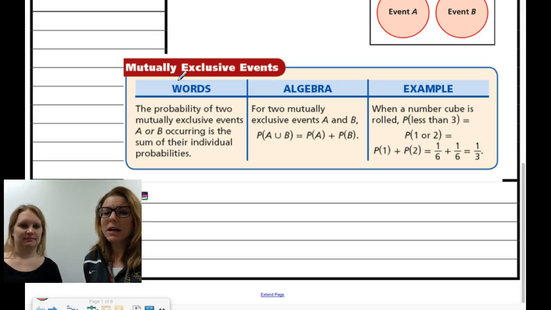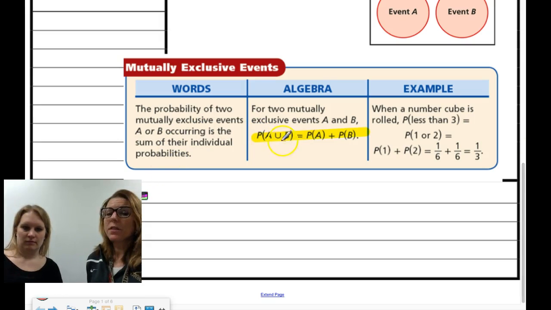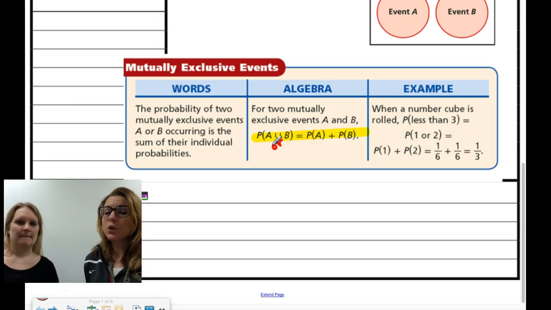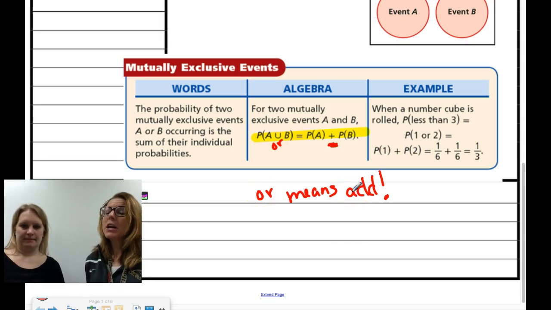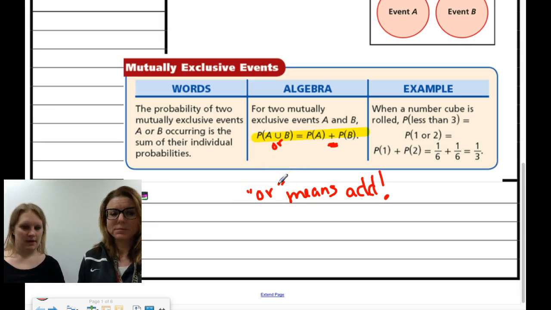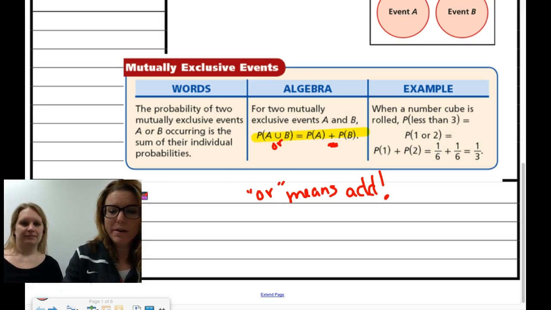So then we float down here and we see, oh, great, this is a little formula. When we talk about mutually exclusive events, they have that little U sign. That U sign means or. This or that. When you have the word or, you will be adding probabilities together. And that is so important to remember. Or means add. So when it's mutually exclusive, you are adding the two probabilities together. And like before, we've been multiplying. Okay, this is different now. We're adding. Next page.